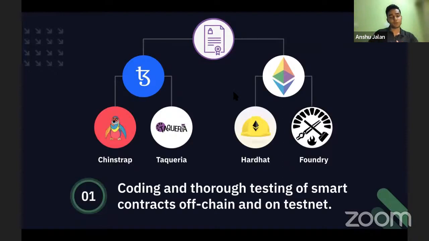So the first thing that we do is we just don't open a code editor and start writing smart contracts. Rather, we use a framework that makes it really seamless to write and test smart contracts. So on Tezos, we have Chinstrap and Taqueria. And on Ethereum, there are two really popular tools, Hardhat and Foundry.